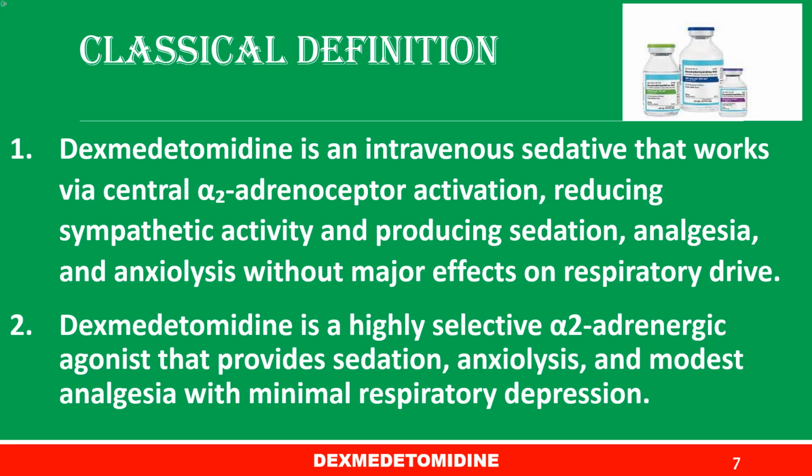2. Dexmedetomidine is a highly selective alpha-2 adrenergic agonist. It targets ALPHA2 receptors specifically for its effects. Provides sedation, anxiolysis, and modest analgesia with minimal respiratory depression. Dexmedetomidine sedates, reduces anxiety, helps a bit with pain, and doesn't slow breathing much.